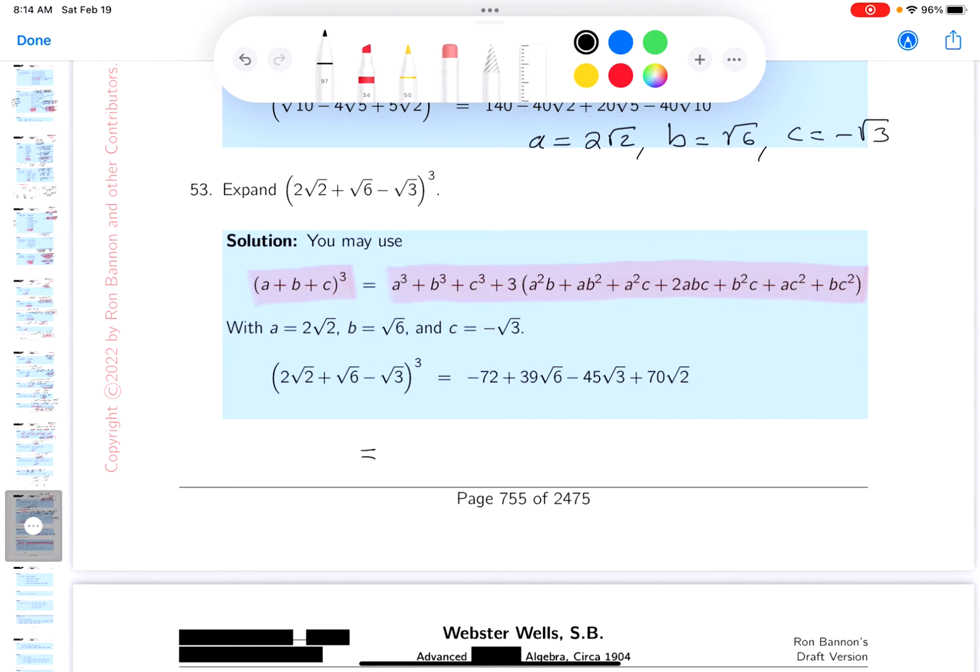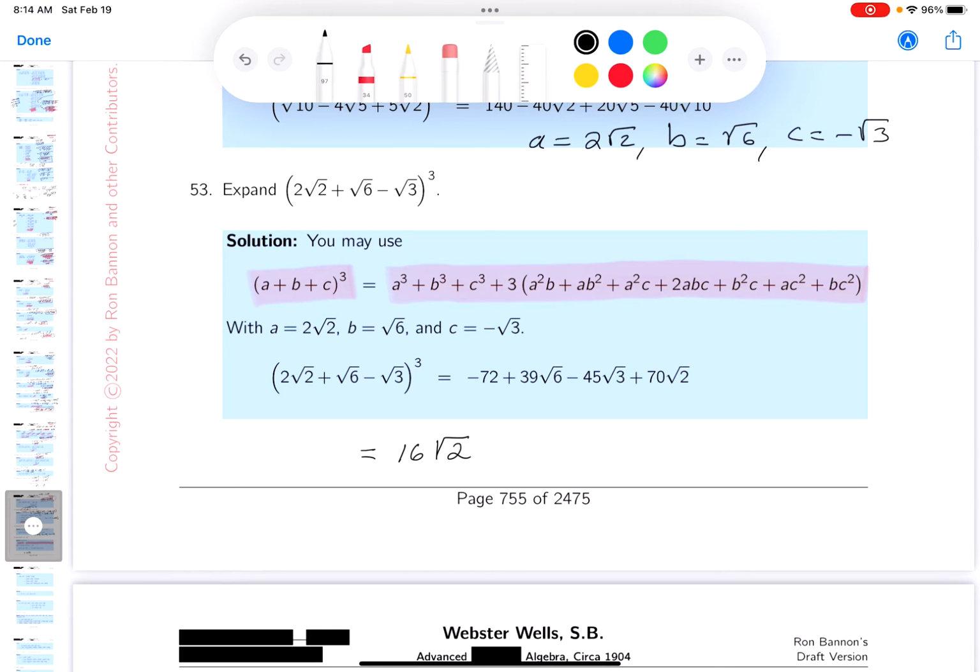So A cubed, well, let's write that down, is really just A times A squared. And A squared would be what? It would be 4 times 2, which is 8. So I would get 16 root 2s. Whoops, I made a mistake in saying this. A cubed is A squared times A. A squared is 4 times 2 is 8. And 8 times 2 root 2 is 16 root 2s. That's done. Let's do the next one.